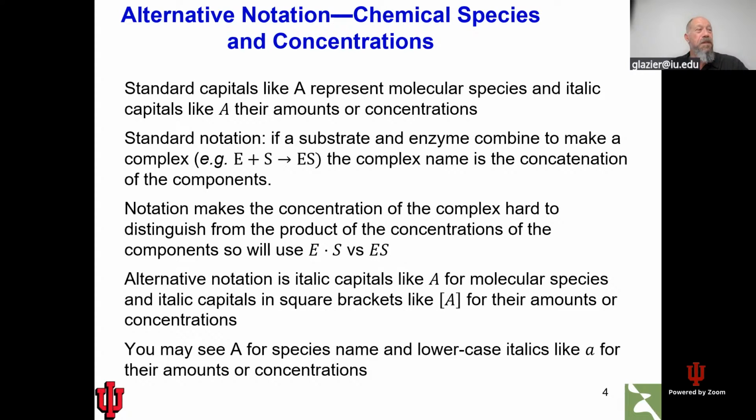And so it's ambiguous when you write ES in italics whether you're talking about the concentration of the species ES or the product of the concentration of E and the concentration of S. And so in my world, I will try to remember always to put a dot, so that if it's E times S, I will write E dot S. And if it's ES, it's the amount of the complex ES. Other people like to use square brackets to indicate the concentrations of a species.